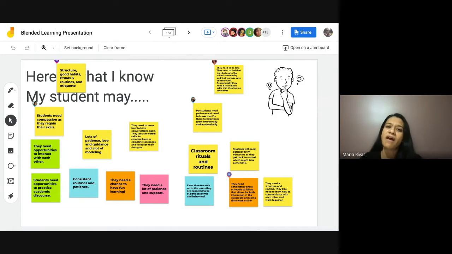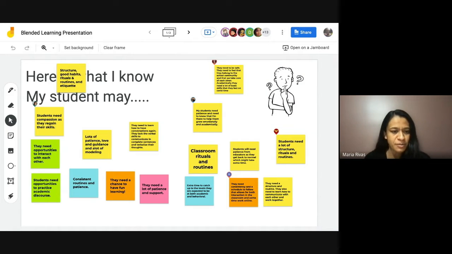And so we saw a lot of those interactions, a lot of those basic skills that we lose when we're face to face with them on campus. And so let's see what else. Lots of patience, love, and guidance, and a lot of modeling. Exactly. We had to go back, even our fifth grade teachers, our upper grades, modeling for them. What does this look like?